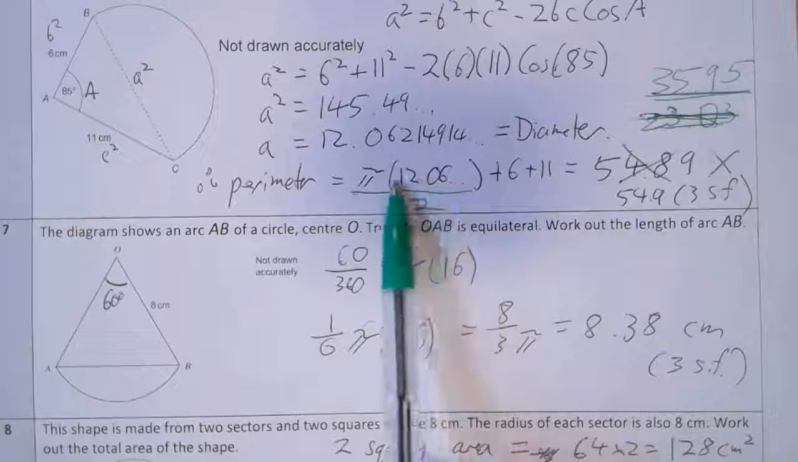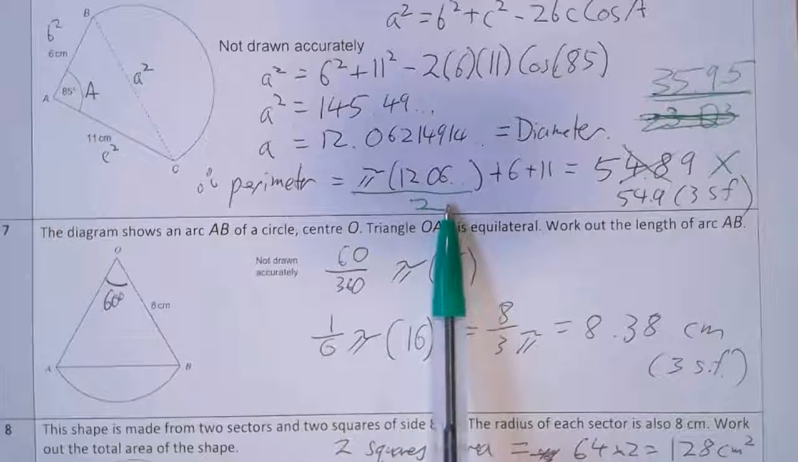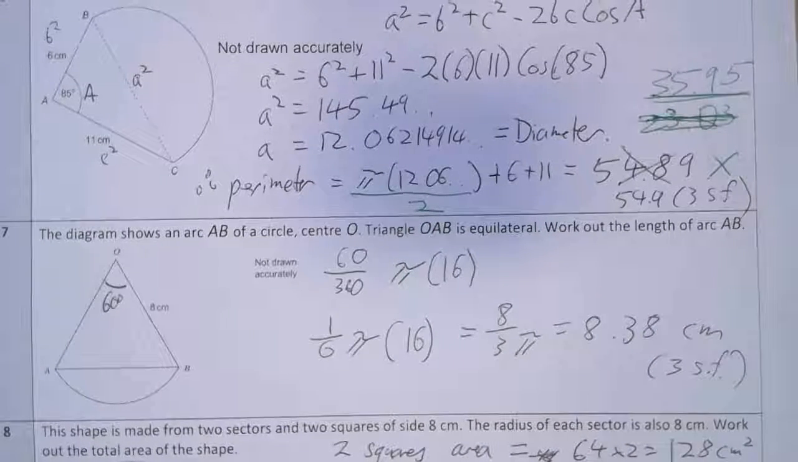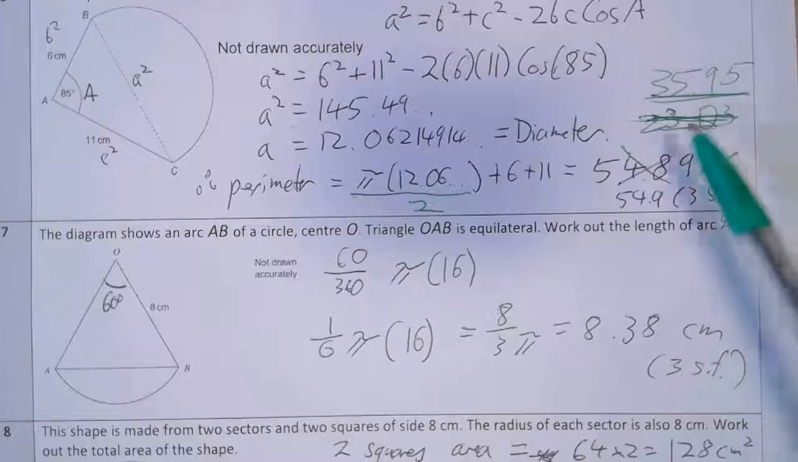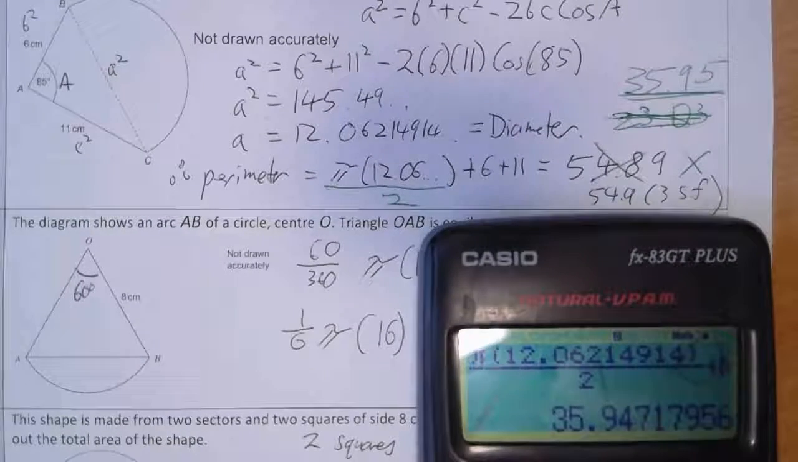So when we did halve this, plus added the 6 and 11, we got to 35.95 to 2 decimal places.